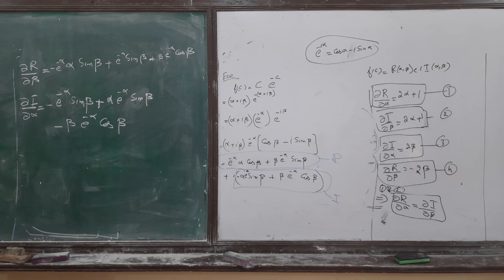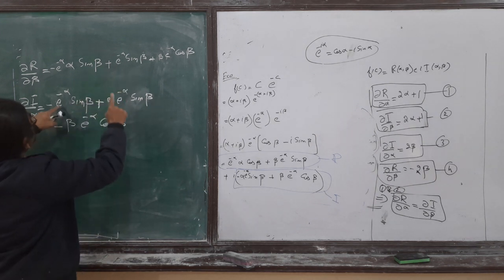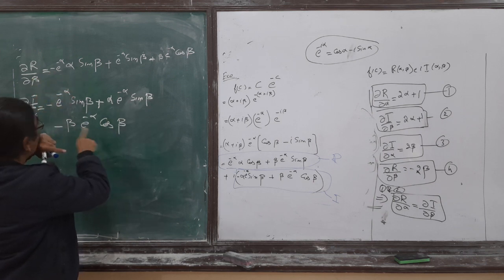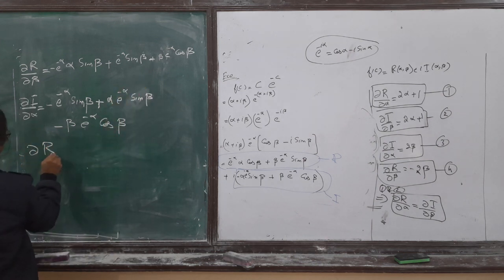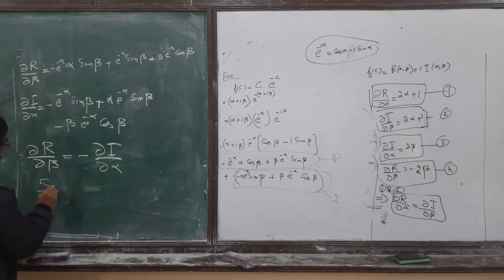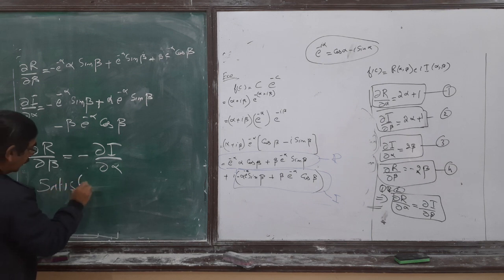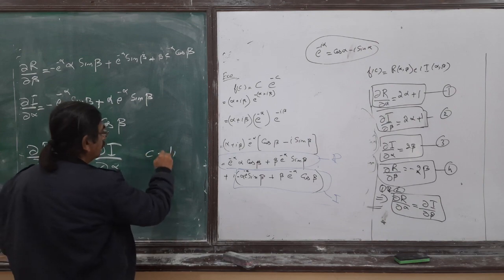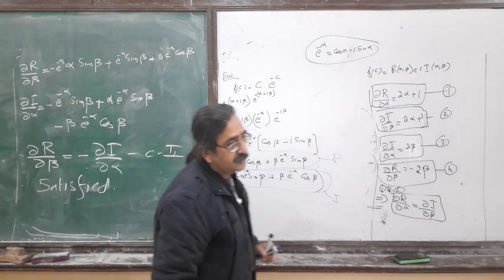Now we compare. This is minus, this is plus; this is minus, this is plus; this is minus, this is plus. So partial R over partial beta is equal to minus partial I over partial alpha. So C2 is satisfied. So this is also an analytic function.